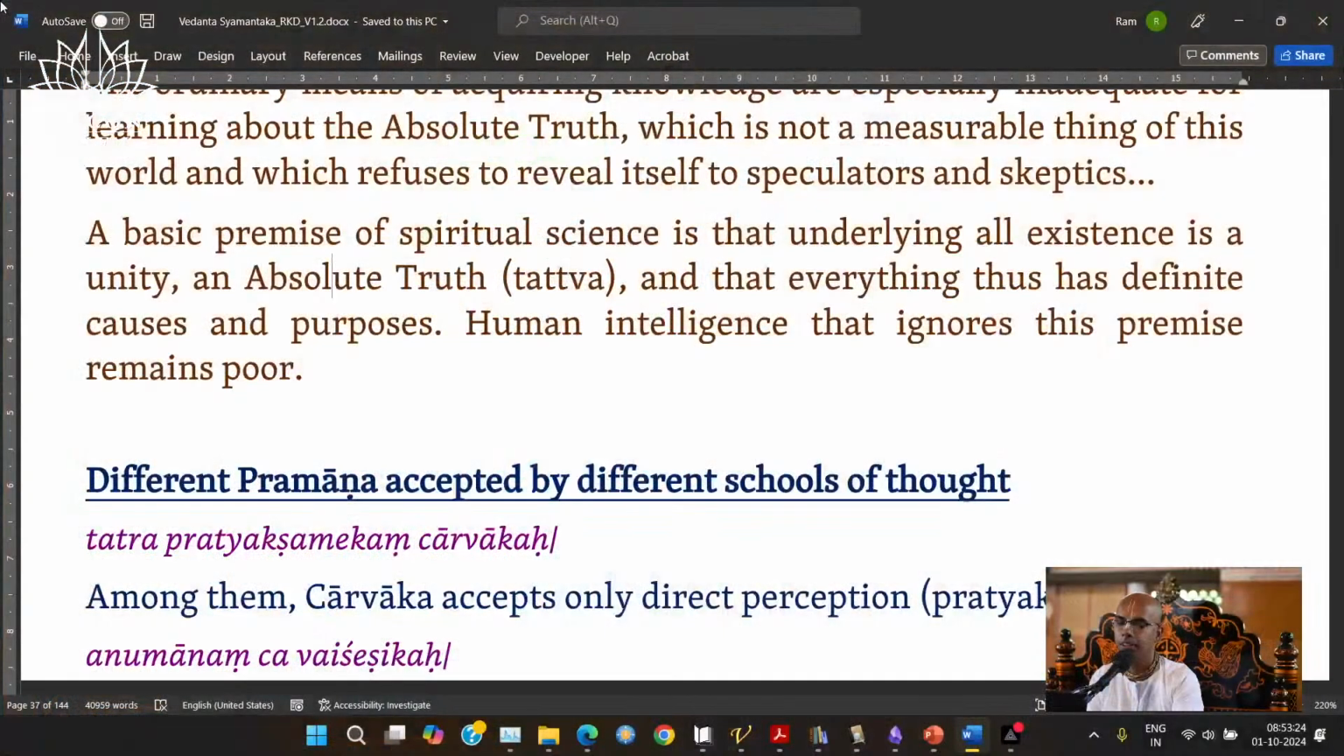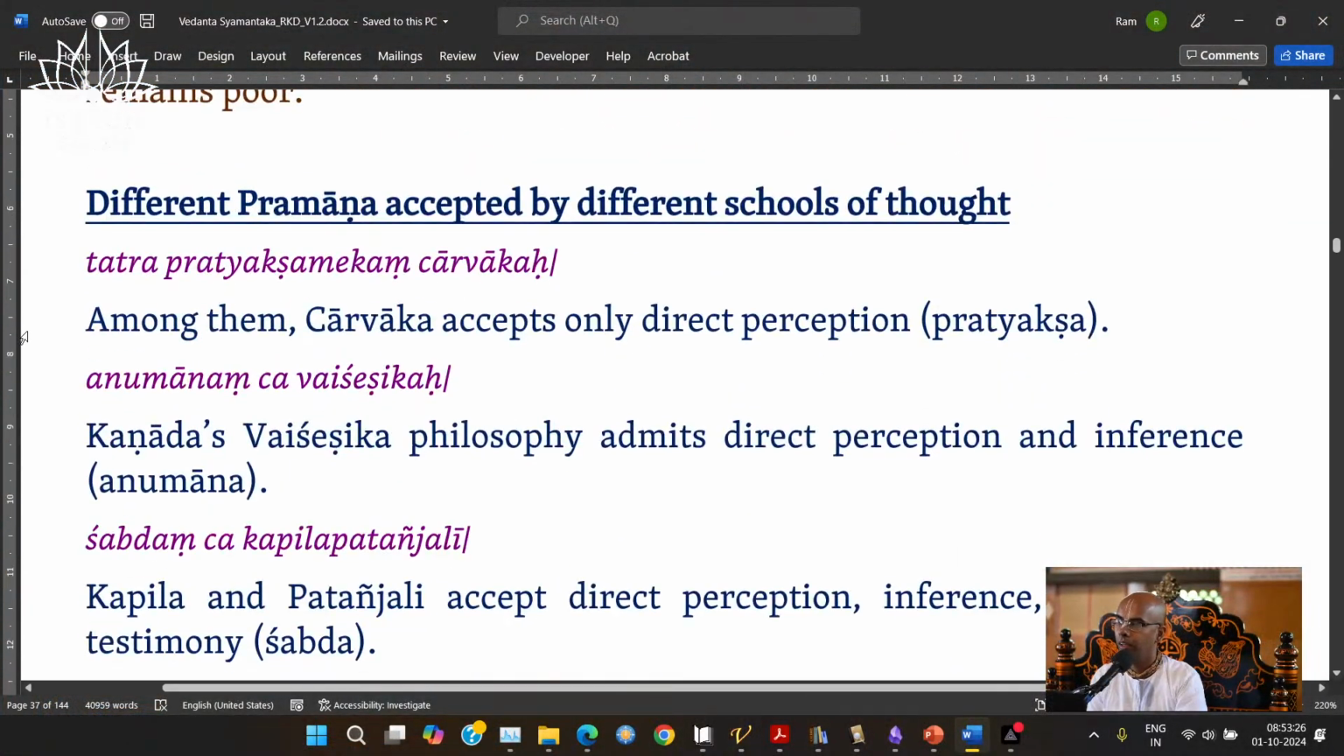Absolute truth contains all these five: Ishvara, Jiva, Karma, Kala and Prakriti. So how can we know about this Ishvara, Jiva, Kala, Karma and Prakriti? Through which Pramana will we be able to gain knowledge about them is what we are going to discuss. Different Pramanas are accepted by different schools of thought.